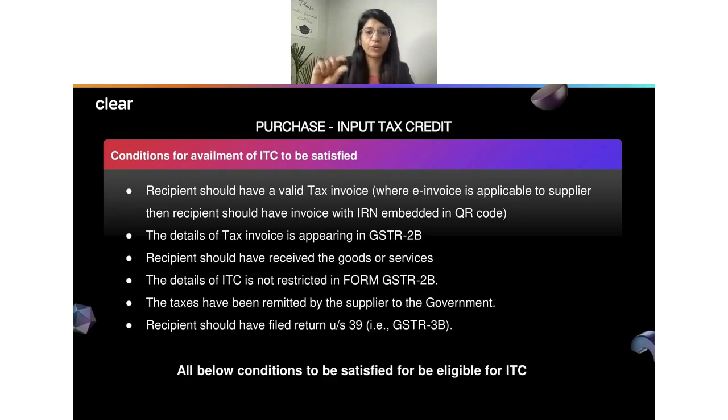So now what I have to do, I have to put this value in table number 4D1, and at the same time, I'm going to show the value in 4A5. So ultimately, when the government tries to match the value which is coming in 4A5, they say, okay, when I do the comparison between your 2B and 3B, I will see the value in 4A5. I will subtract the value which is coming in 4D1.